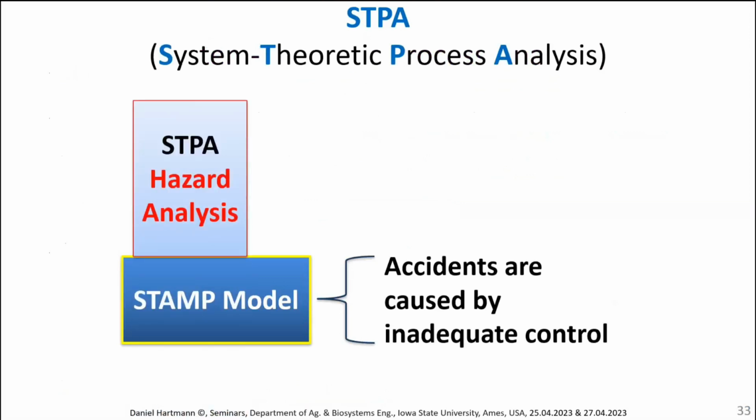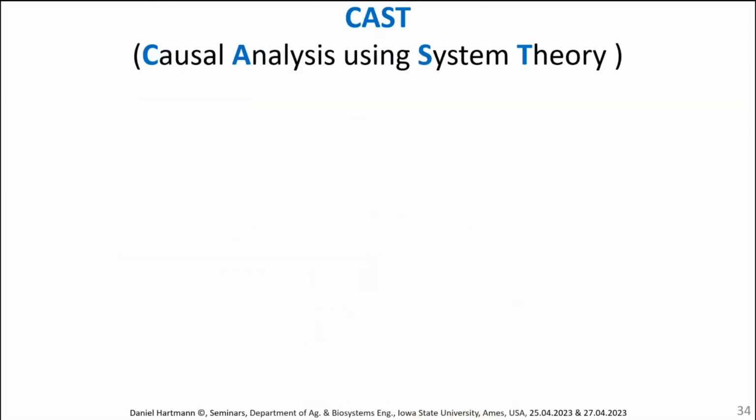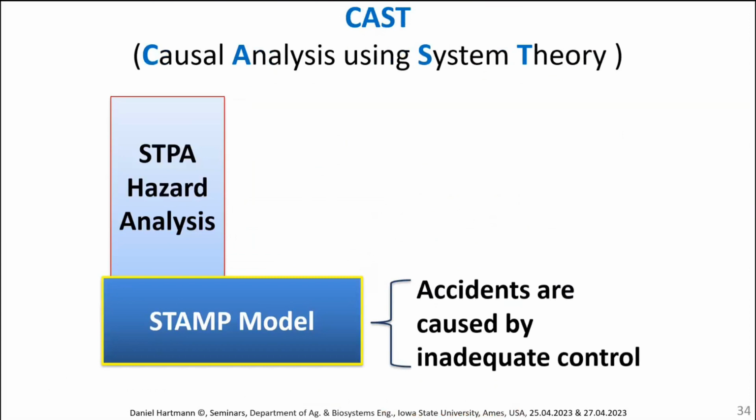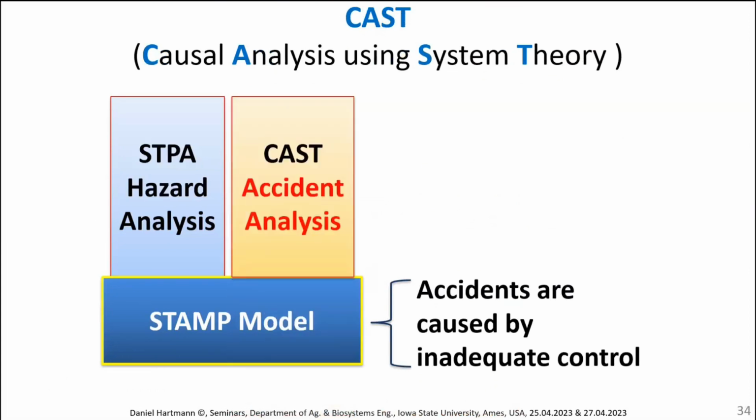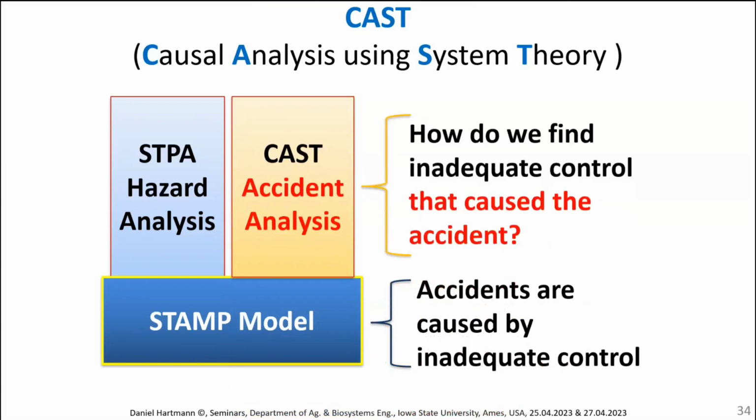And we have the method. STAMP, STPA, hazard analysis, but hazard with a certain definition. And in this hazard analysis, we ask ourselves, how do we find inadequate control in a system? Yes? Again, very, very brief, very short, but this is the essence of the method and of the model. And then we have another method called CAST, causal analysis using system theory. So we have STAMP model, we have STPA, and then we have another method, as I said, CAST, it's accident or loss event analysis. And here, the accident is materialized, is something real. So we ask ourselves, how do we find inadequate control that caused the accident?